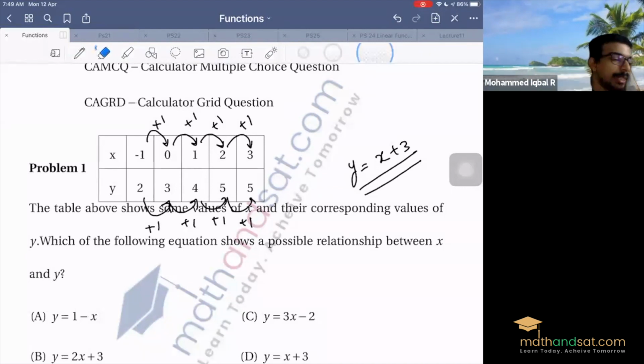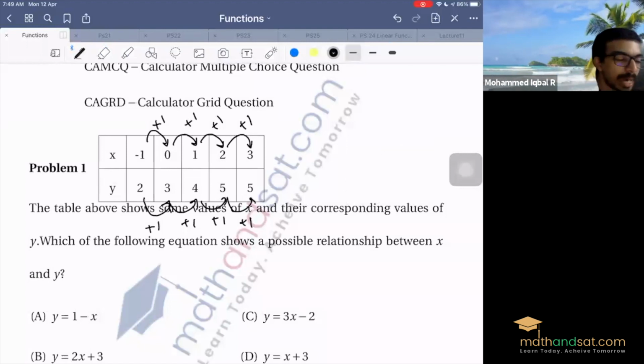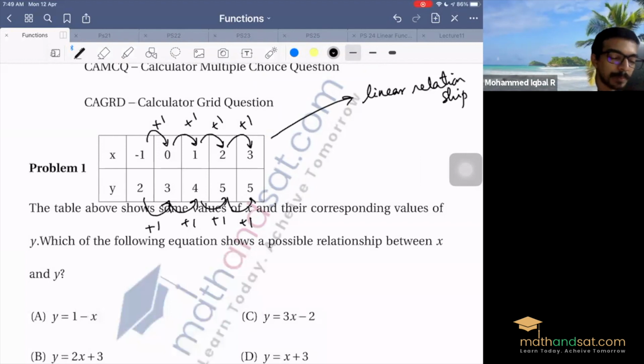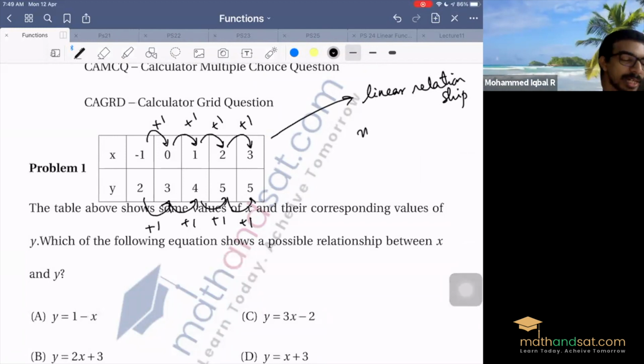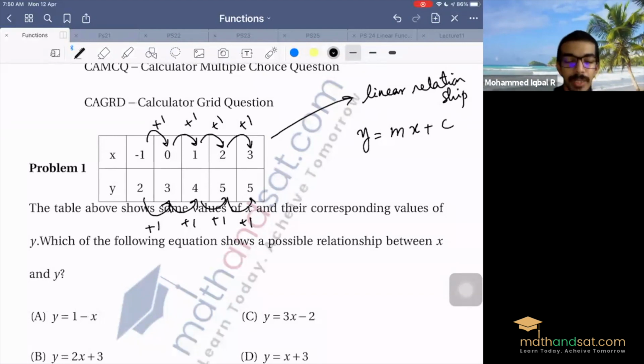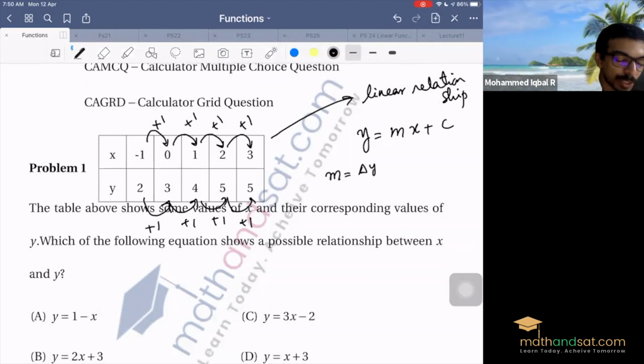Now, with this information, you can understand that this is a linear relationship between y and x. A linear relationship can be written as y is equal to mx plus c. And your m value is nothing but change in y over change in x. So change in y is plus 1, change in x is plus 1, which is 1.